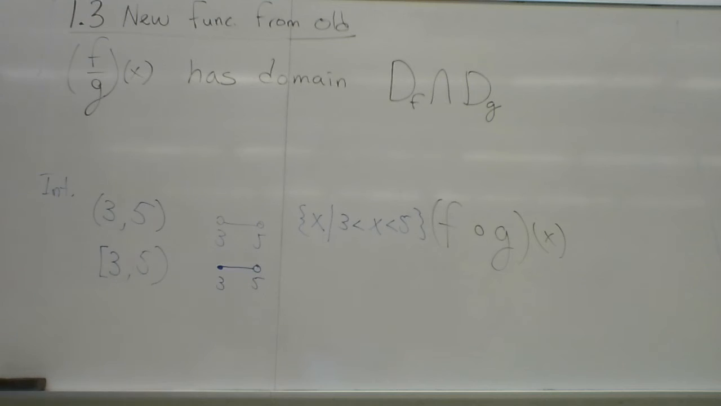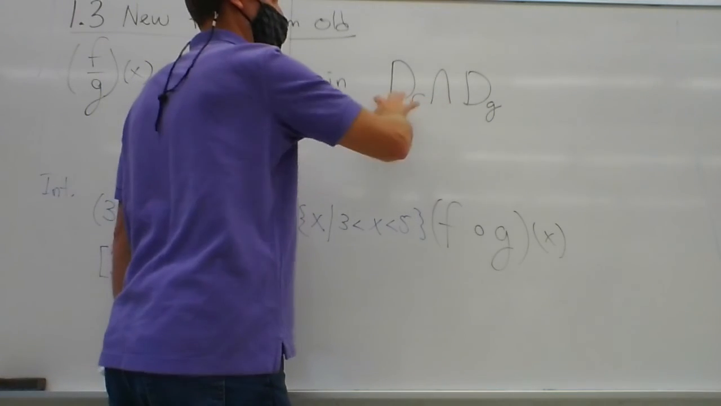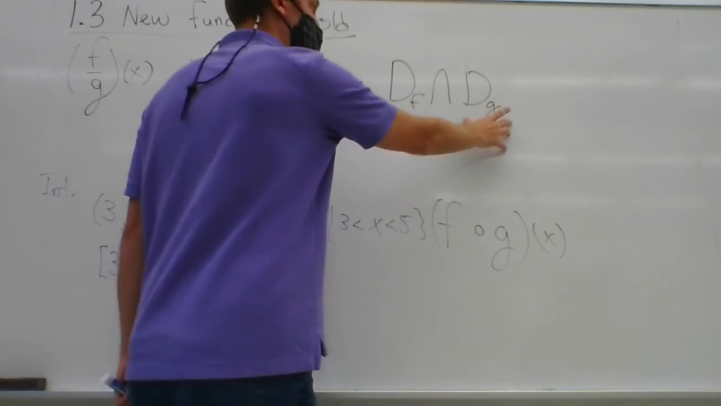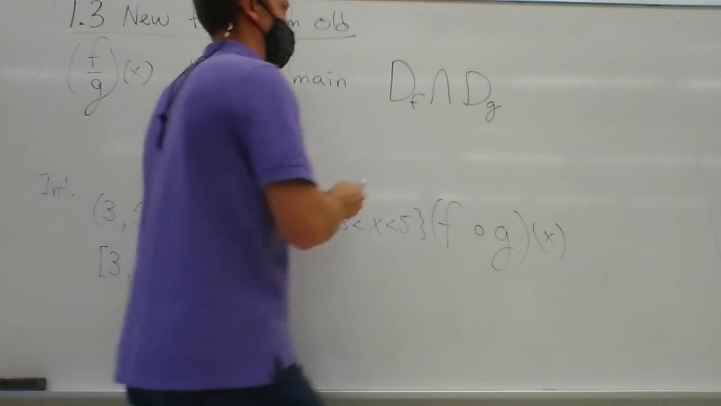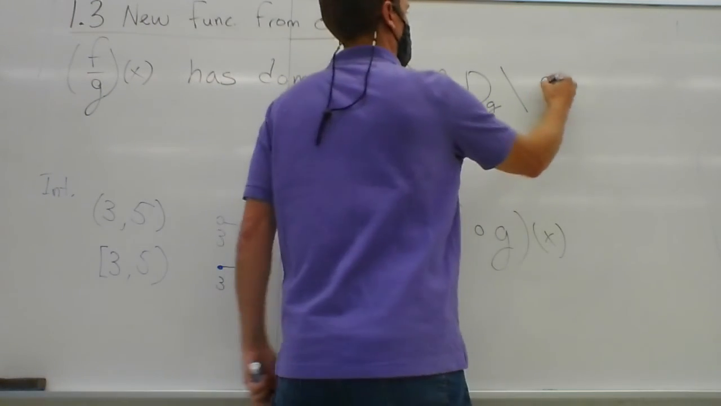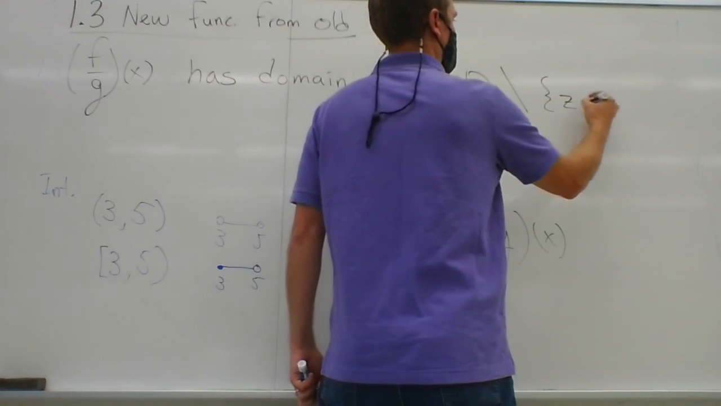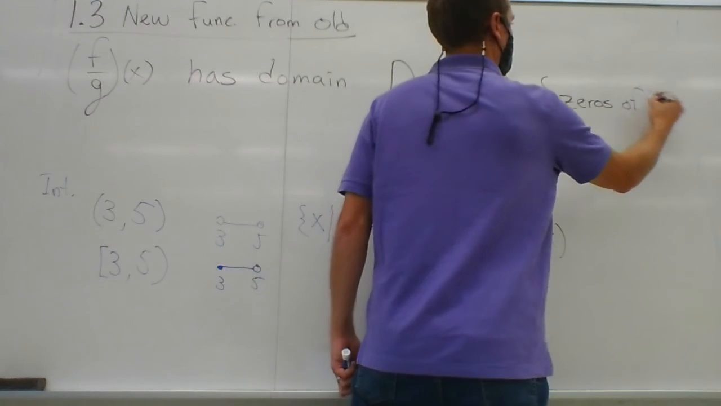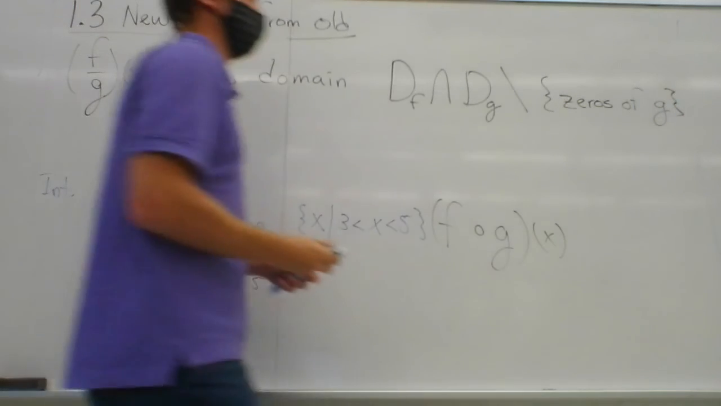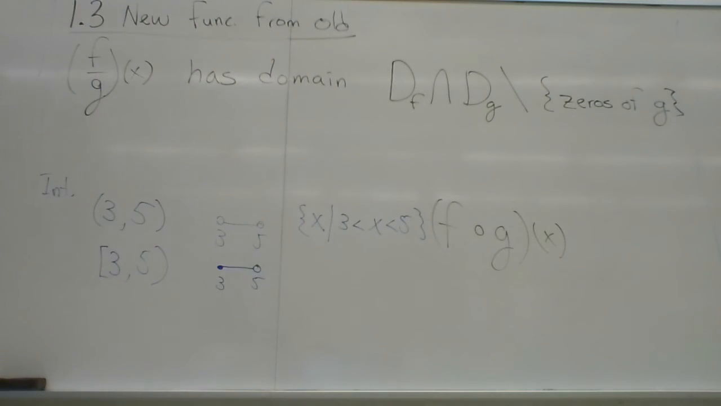Exactly. So from this set, where we can plug it into F and we can plug it into G, we have to remove the set of zeros of G. Right? So if there's any numbers in that set, which is both DF and DG together, like the intersection, if any of those numbers make G evaluate to 0, we have to throw it out. Very good.